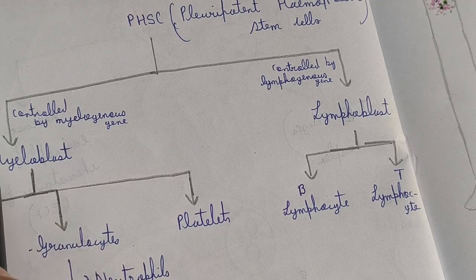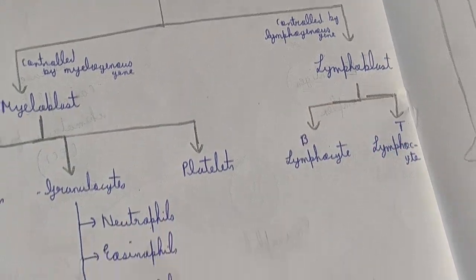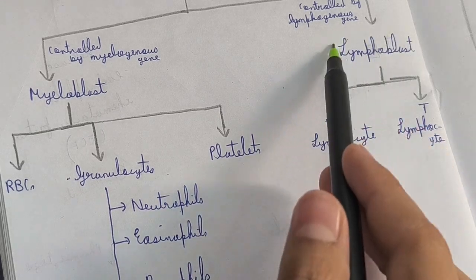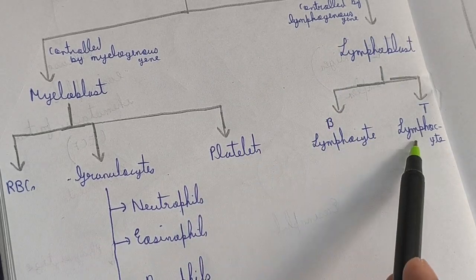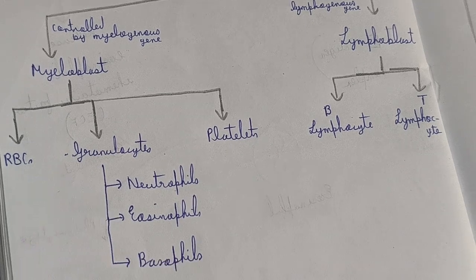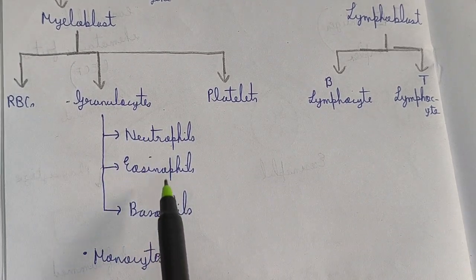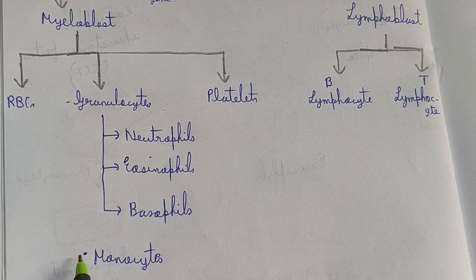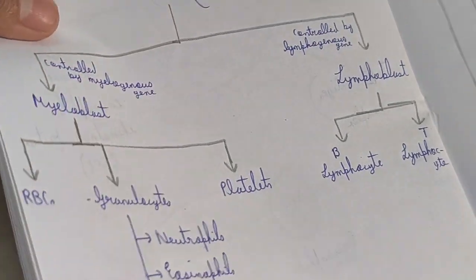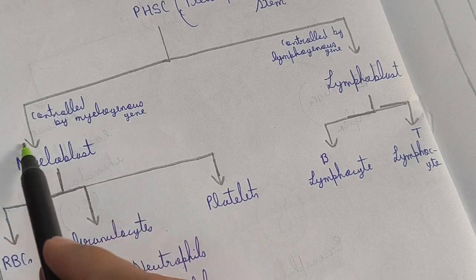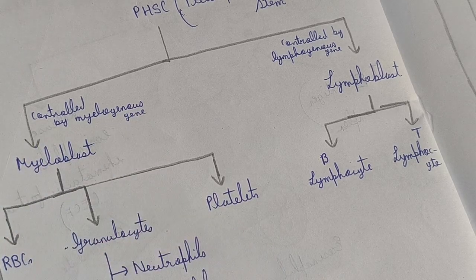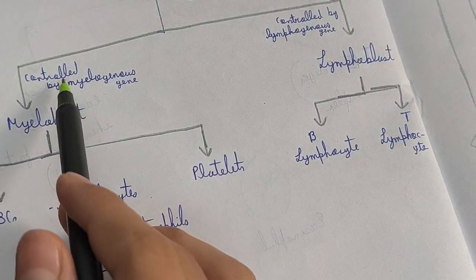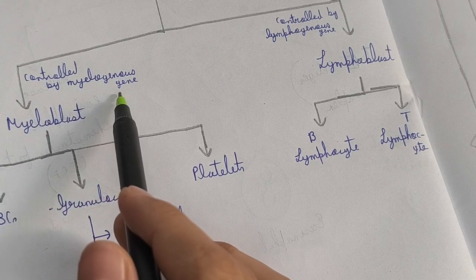it divides into myeloblast and lymphoblast. This myeloblast leads to formation of RBC, granulocytes and platelets, and this lymphoblast leads to formation of B lymphocytes and T lymphocytes. Granulocytes are mainly neutrophils and eosinophils. These are the granulocytes, and from this myeloblast, monocytes are also formed. You should know that the growth of this myeloblast into RBC, granulocytes, monocytes and platelets is controlled by the myelogenous gene.